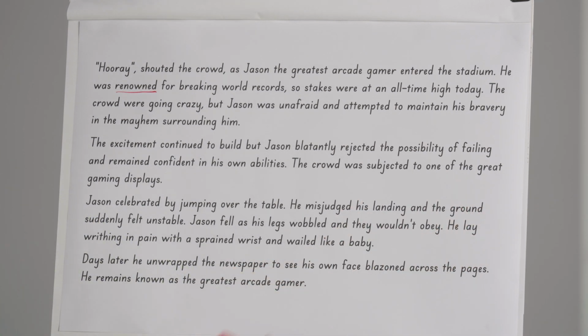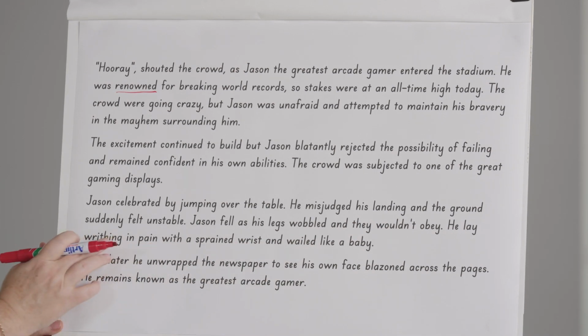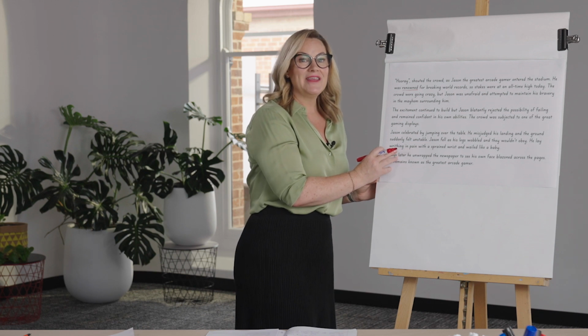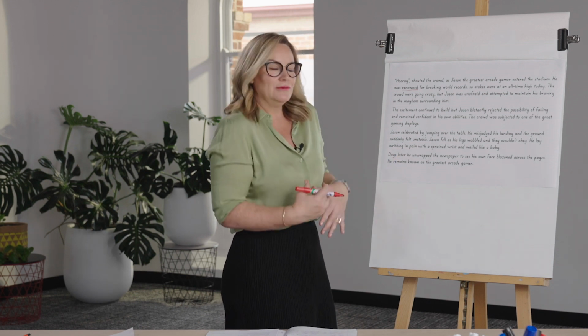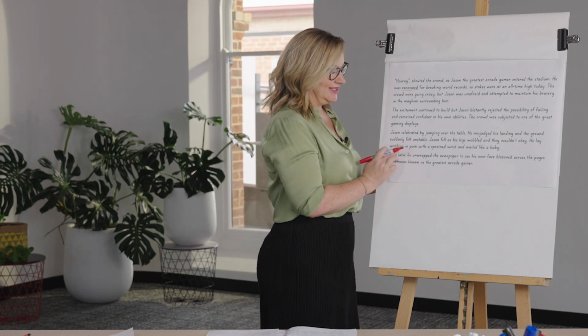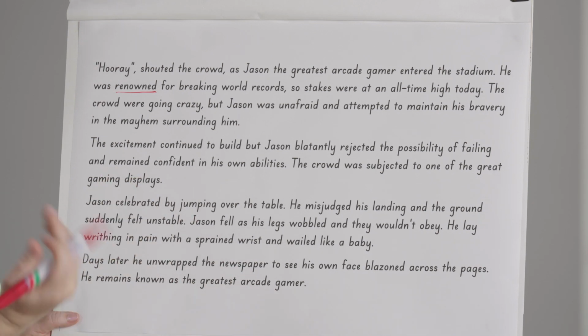So, poor Jason, where does he end up? He lay writhing in pain. Writhing is one of our words from a couple of weeks ago. Writhing means to wriggle around in pain or discomfort. Yeah, it tells us he's writhing in pain because of his sprained wrist. And what did he do? He wailed like a baby.